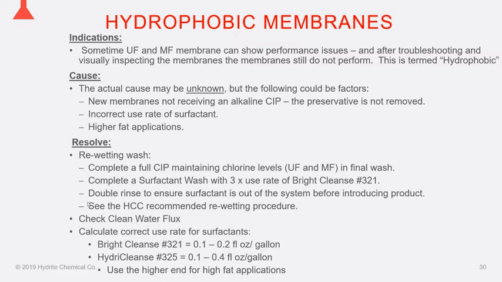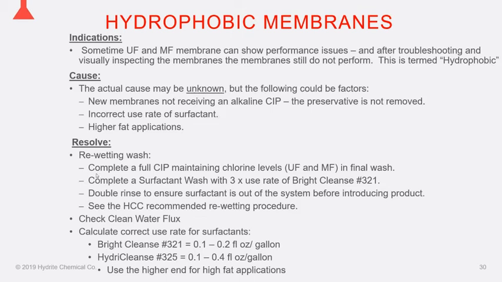So you're going to run that full CIP and complete an additional surfactant wash. We're going to bump up the surfactant usage to 3 times its use rate, which also means we need to get the excess out of the system before production, so we're going to double the rinse afterwards. There is a copy of the rewetting procedure on the Hydrite Membrane Assistant if you have access to that. If you don't, talk to me, and I can make sure that we can get you access to those resources.